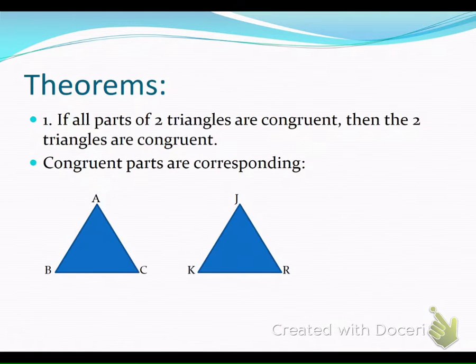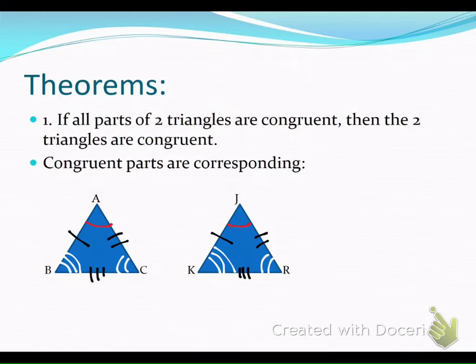So this is exactly what I was saying on the last slide. If all the parts are congruent, then the two triangles are congruent. And those parts that are congruent, like we learned on the last slide, we call those corresponding. So in this example, angle A and J would be corresponding. Angle C and angle R would be corresponding. And angle B and angle K would be corresponding. And then those sides, AC, JR, CB, and RK.